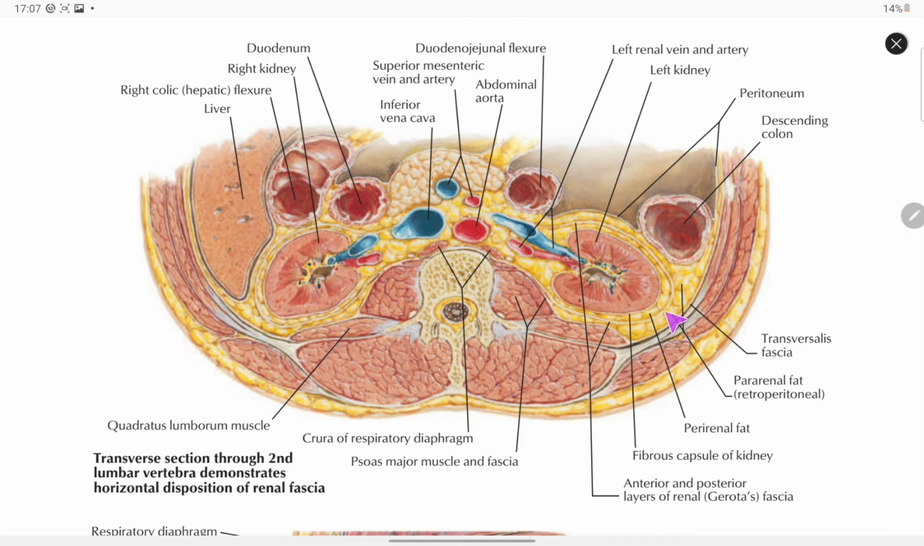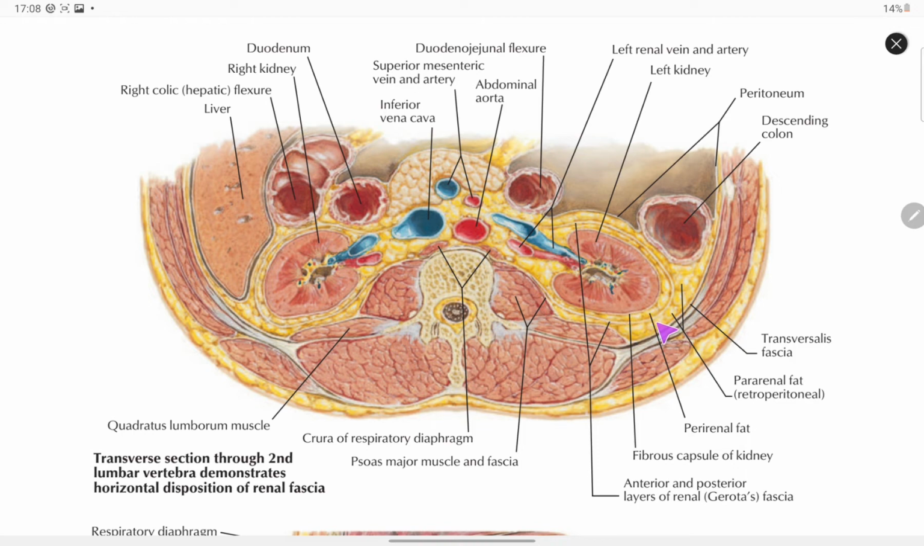The next is the renal fascia. It separates the adipose tissue of the kidney from the overlying pararenal fat. It is a layer of connective tissue encapsulating the kidney. It can be divided into an anterior renal fascia, also called the fascia of Gerota, and a posterior renal fascia, also called the fascia of Zuckerkandl.